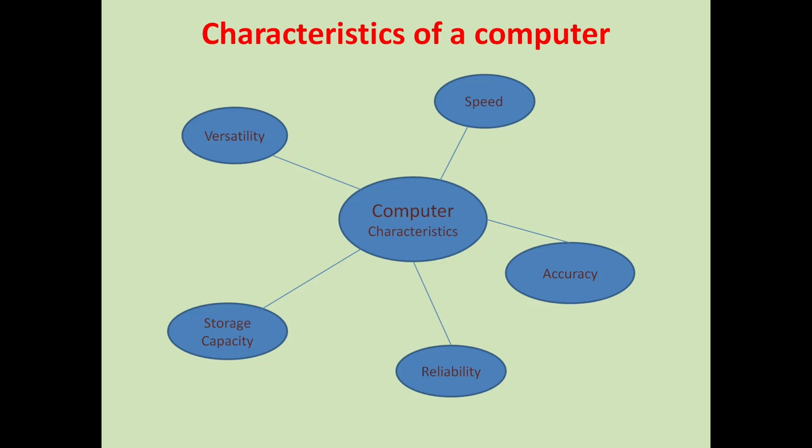Basically, we can use a computer to perform simple tasks like data entry to complex mathematical calculations, as it is a versatile machine. These are the various characteristics of a computer.